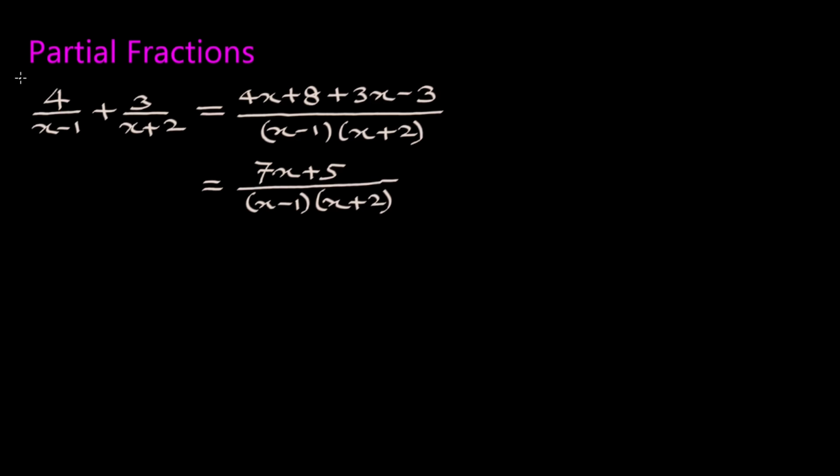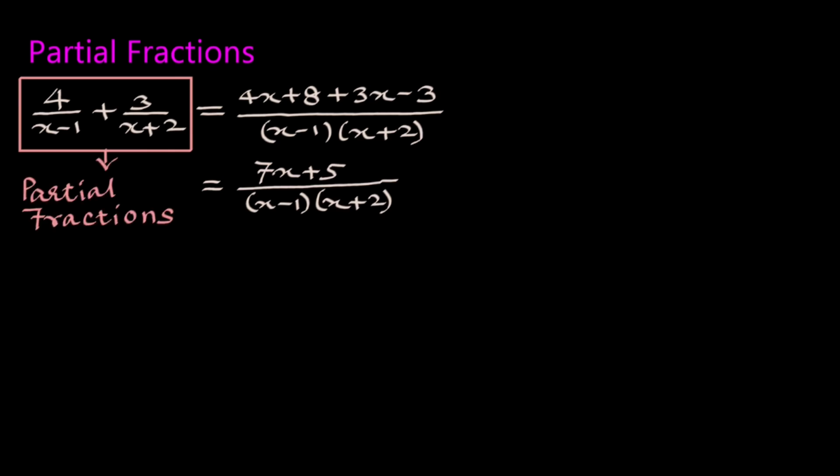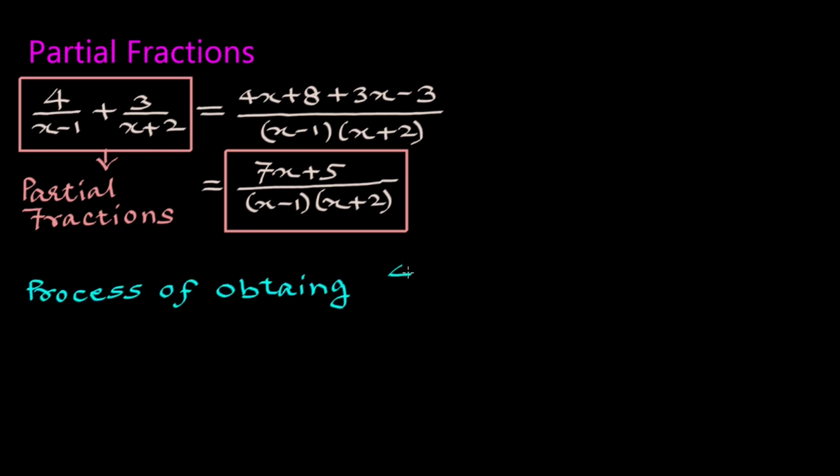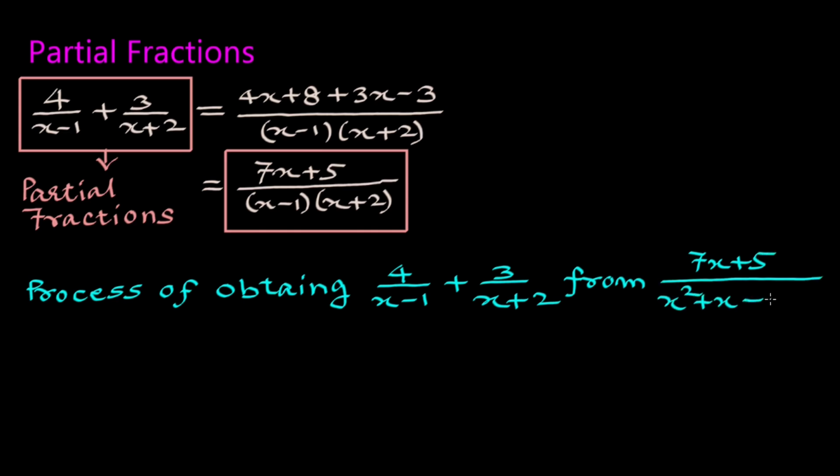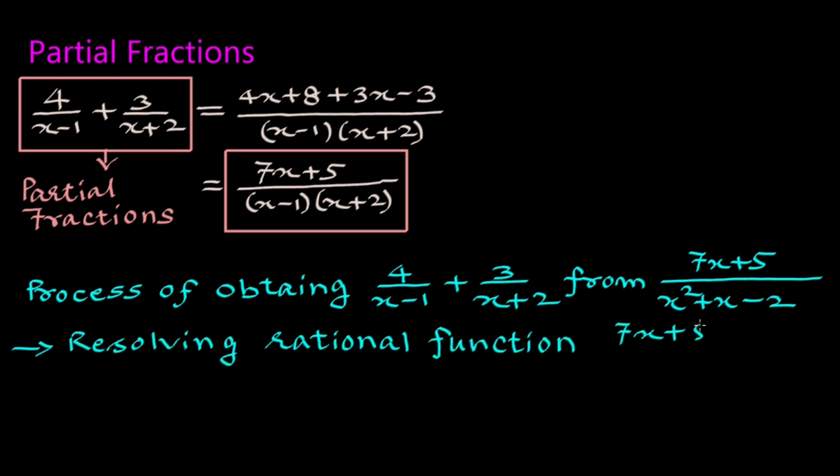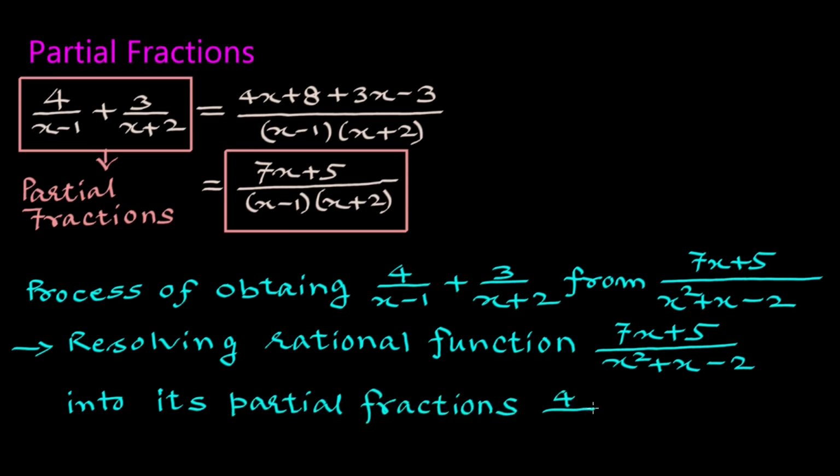Here, 4 upon x minus 1 plus 3 upon x plus 2 are known as partial fractions of 7x plus 5 upon x minus 1 into x plus 2, and the process of obtaining partial fractions 4 upon x minus 1 plus 3 upon x plus 2 from 7x plus 5 upon x square plus x minus 2 is known as resolving rational function 7x plus 5 upon x square plus x minus 2 into its partial fractions 4 upon x minus 1 plus 3 upon x plus 2. Let us study more about this.